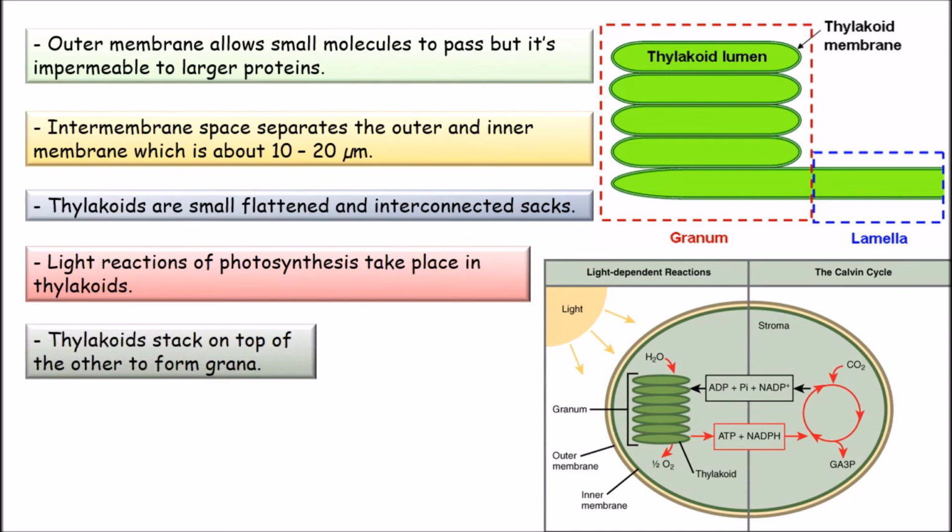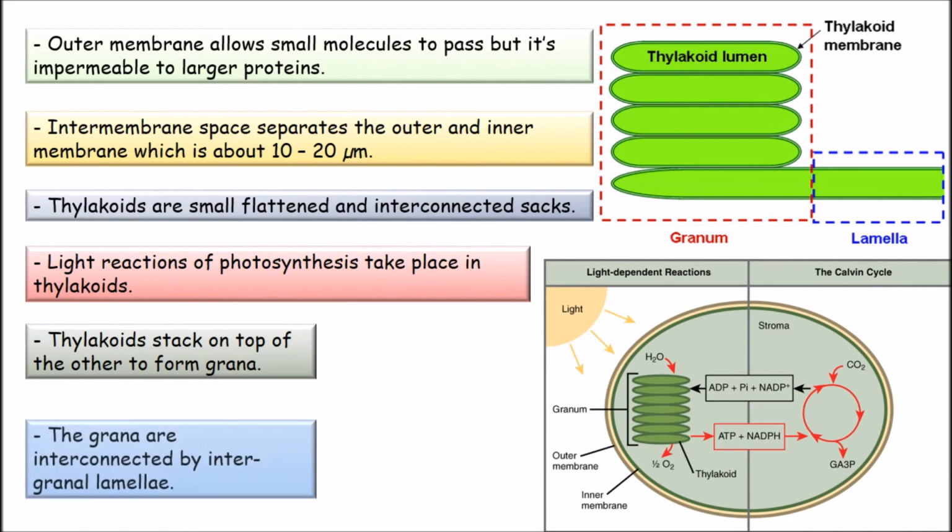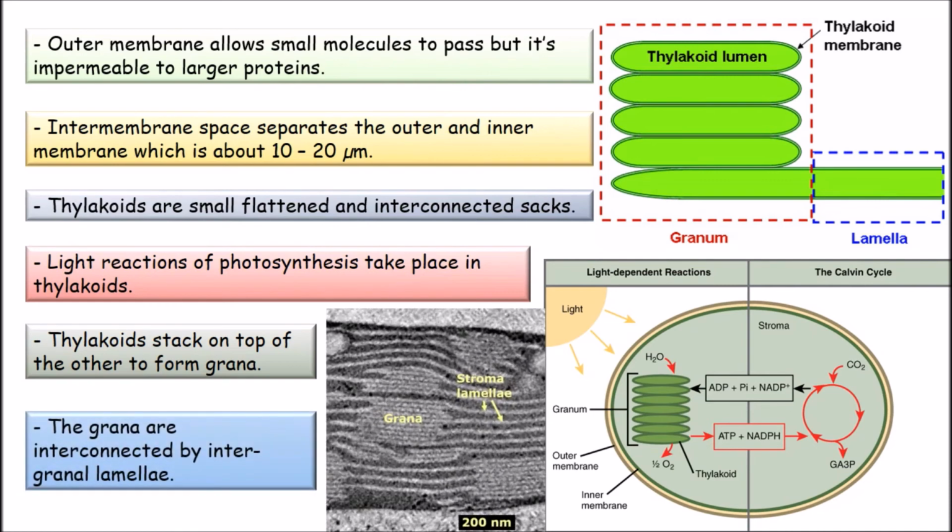Light reactions of photosynthesis take place in thylakoids. Thylakoids stack on top of the other to form grana. Grana may contain 10 to 100 thylakoids, but grana with 10 to 20 thylakoids are most common. The grana are interconnected by intergranal lamellae. They extend as large sheets perpendicular to the grana columns.